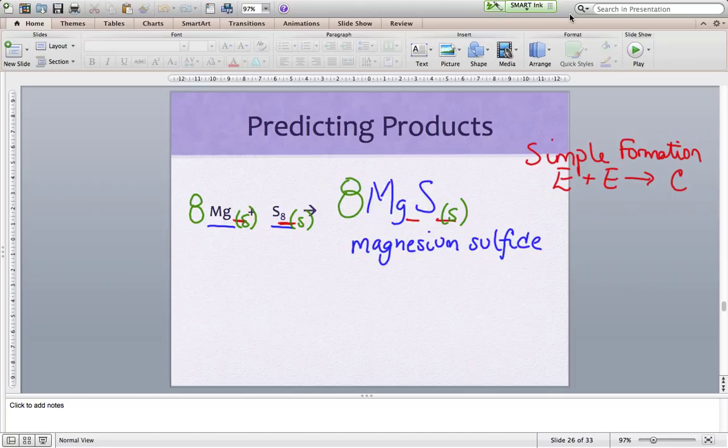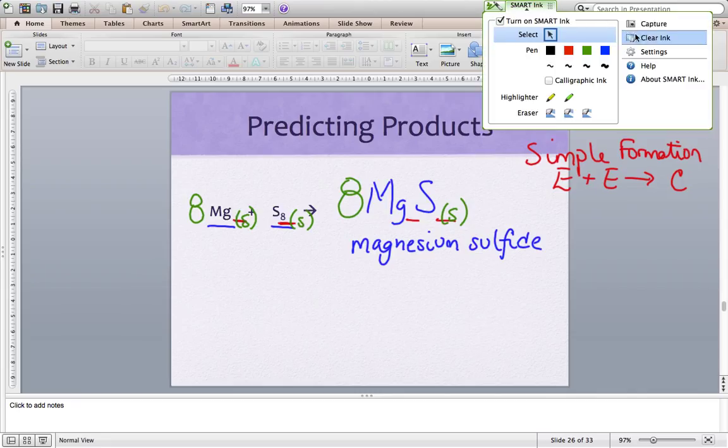Then you'd need to use your solubility table. For simple formation reactions, what you're going to be required to do is take a look at 2 elements, generally a metal plus a nonmetal, coming together to form an ionic compound. That's what you're going to need to be able to do for formation reactions.